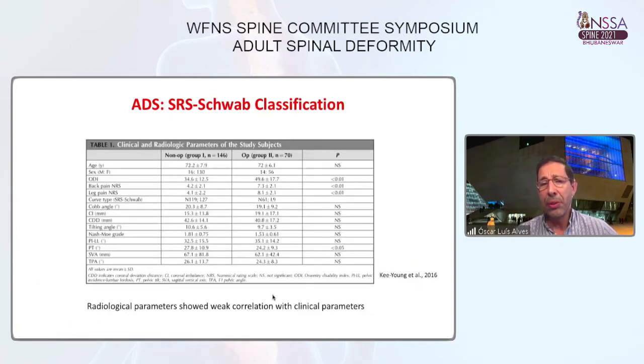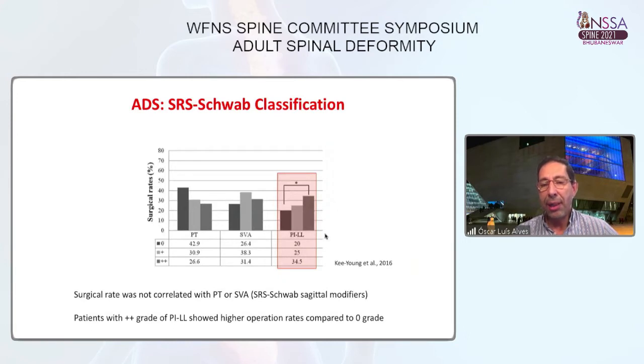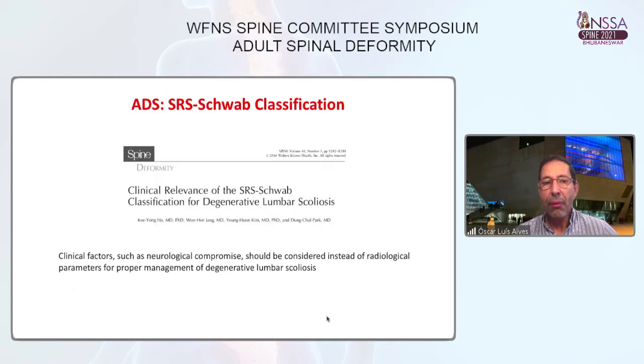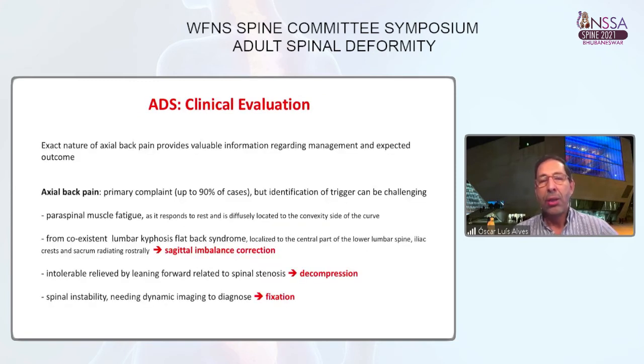A very nice paper from Korea showed, on the opposite, that radiological parameters had a very weak correlation with clinical parameters. And the only relevant sagittal balance modifier was the difference between PI minus LL. And those patients with high grade have high rates of surgery. So clinical factors should be considered instead of radiological parameters for proper management of degenerative lumbar scoliosis, according to these authors. So it's very important that you look not only at X-rays, but at a proper clinical evaluation of the patient.